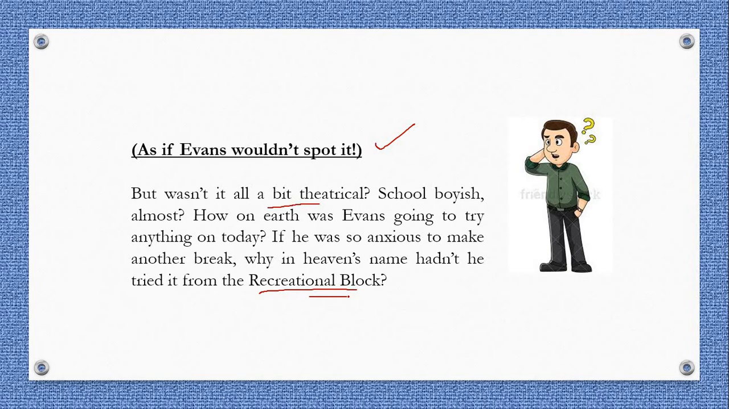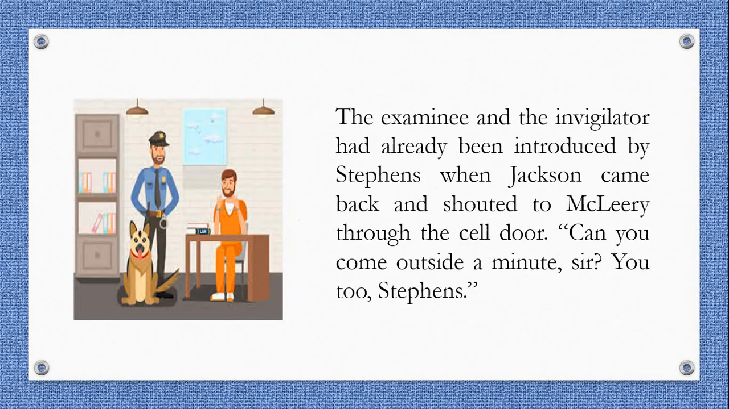Now, there were so many questions, and here the officers were really inquisitive to know more about what he could do. Apart from this, we see that the examinee and the invigilator had already been introduced by Stevens when Jackson came back and shouted to McLeary through the cell door, "Can you come outside a minute, sir? You too, Stevens." So this is what they wanted to check with McLeary, if he was carrying anything with him that could be used by Evans so that he could escape.